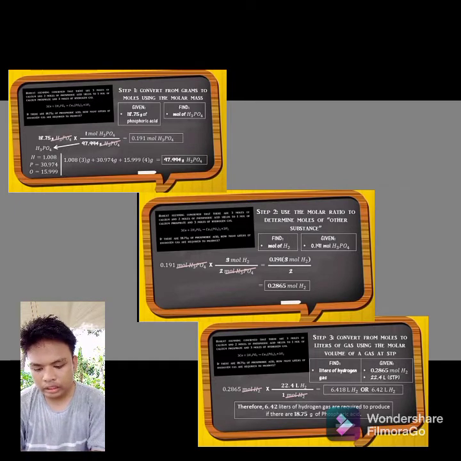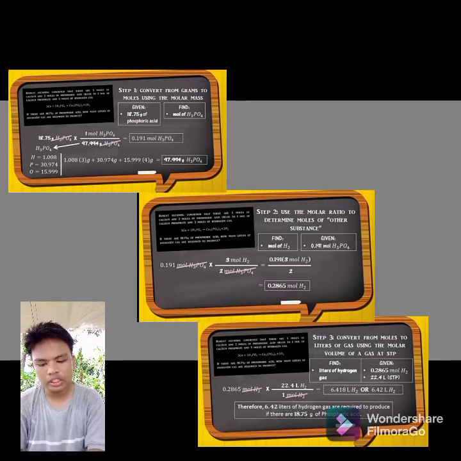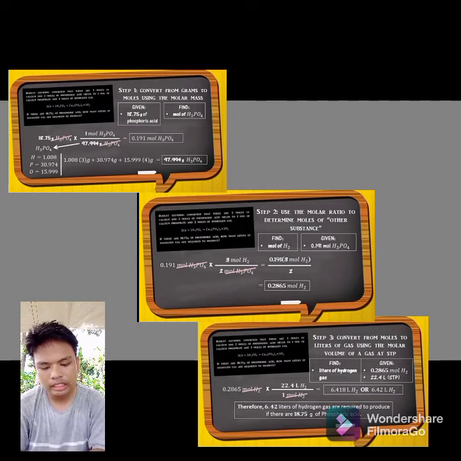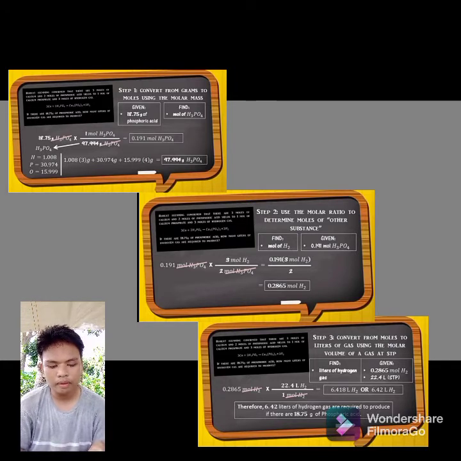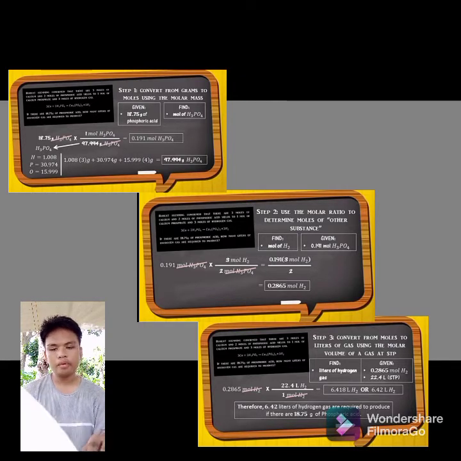So we need to use the atomic mass of each element. H is 1.008, P is 30.974, oxygen is 15.999. So we need to sum them all up: 1.008 grams plus 30.974 plus 15.999 equals 97.994 grams of H3PO4.